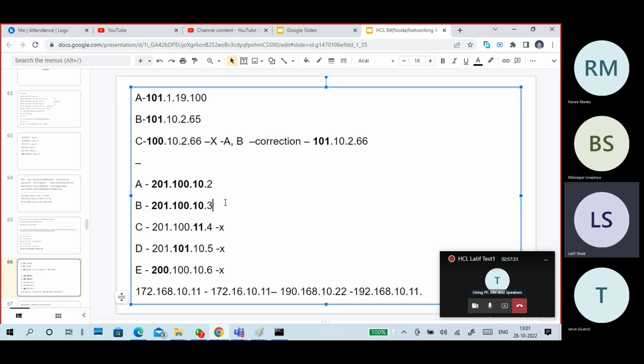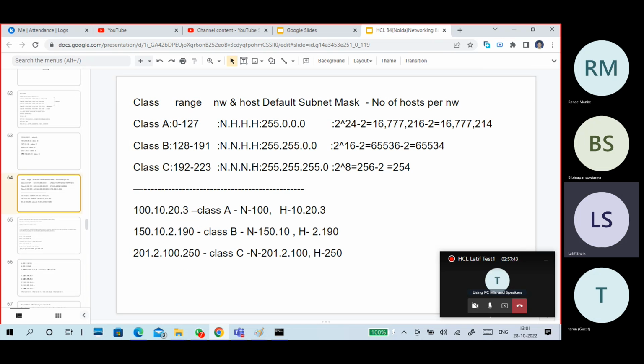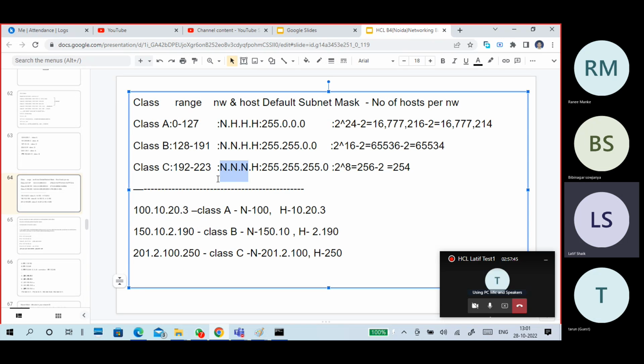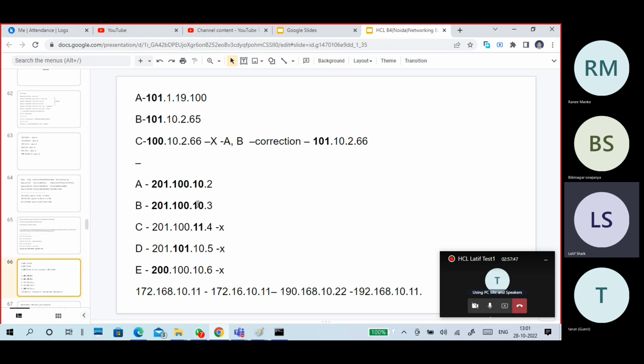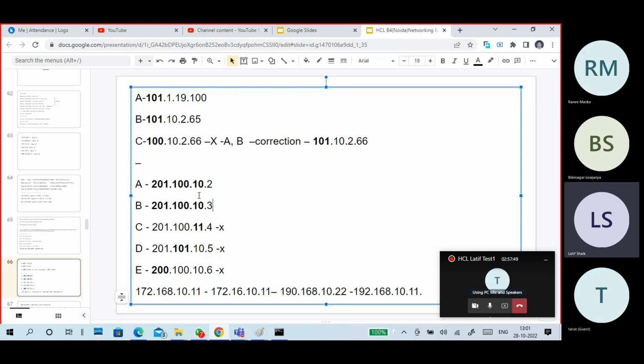A and B PCs are there. It is a class C IP address. Class C means the first three portions are network portions and the last one is the host portion. It is compulsory to maintain the first three portions the same.